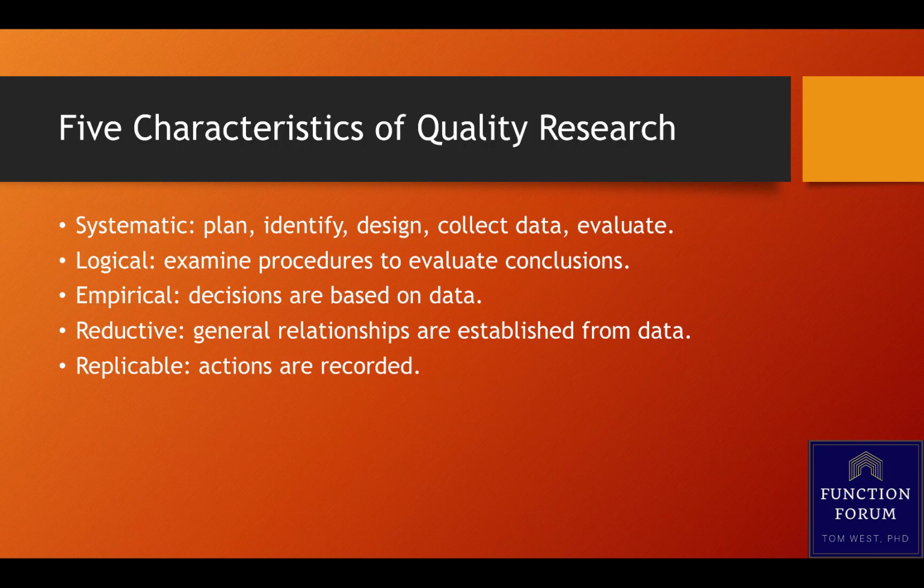And there are 5 characteristics I wanted to mention related to quality research. One is quality research is systematic. It's always planned out in advance. You identify what you want to measure. You design the study. You collect the data under very rigorous standards. You control as much as possible. And then finally, you evaluate that data to make conclusions. It's logical, meaning that we examine the procedures very closely that are used to evaluate and make conclusions.